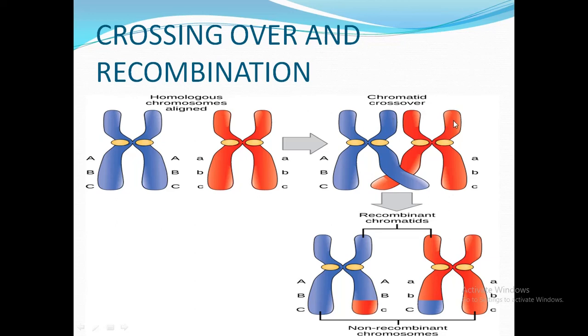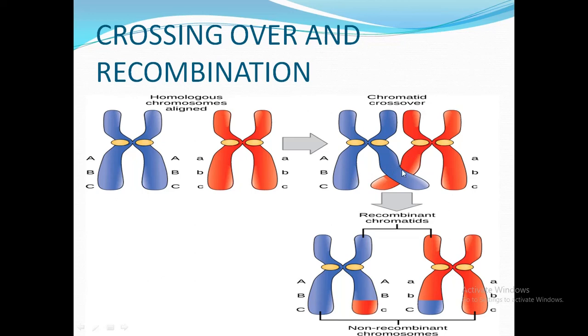These two are sister chromatids of the same chromosome. Let's say this blue is the maternal chromosome and this red is the paternal chromosome. Then this one blue and one red, these chromatids, are non-sister chromatids.